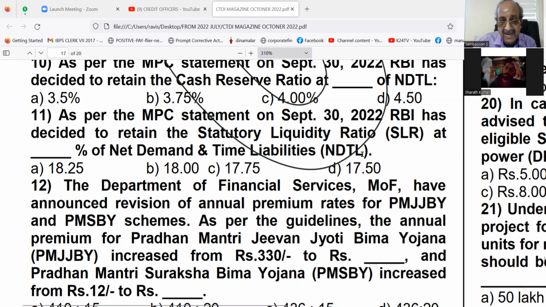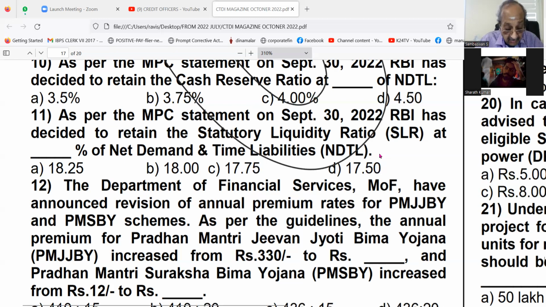You know what is NDTL, Sharat Kumar? Yes, sir. Net demand and time liability. It's like fixed time deposits and demand deposits ratio, sir. Very good, but not ratio. Net demand and time liabilities means both the demand liability and time liability put together.